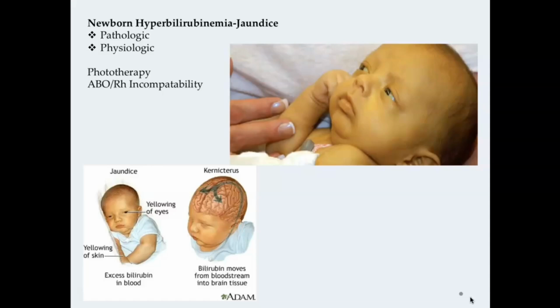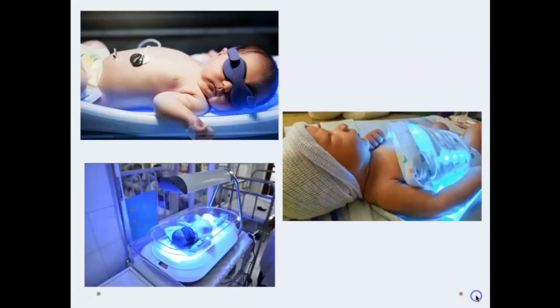When you have the jaundice, you can see the yellowing of the eyes, the white parts of the eyes, and also their skin will be yellow. Once the bilirubin moves from their bloodstream into the brain tissue, this can lead to an issue that's referred to as kernicterus, and that's very rare. It's not a common thing that occurs with newborns.